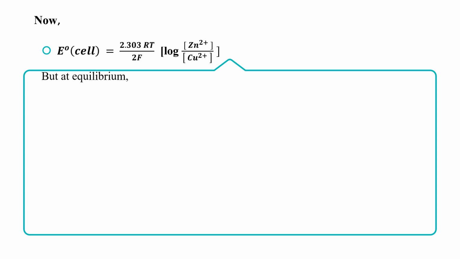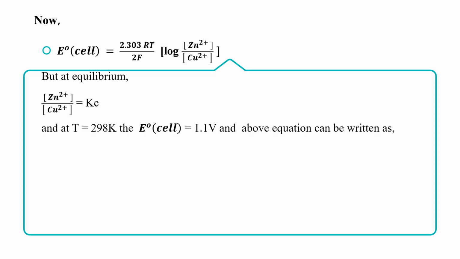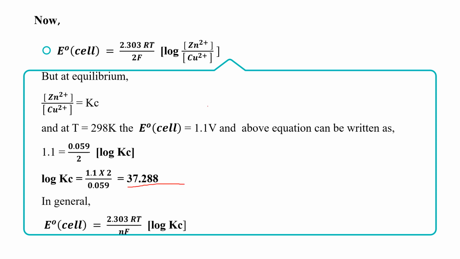But at equilibrium, the concentration of zinc ion upon the concentration of copper ion will be equal to the equilibrium constant Kc, at temperature equal to 298 Kelvin and E naught of cell equal to 1.1 volt, which means at standard condition. On putting these values, the value of log Kc comes to be 37.288. In general, E naught of cell comes to be 2.303 RT upon nF into log Kc.